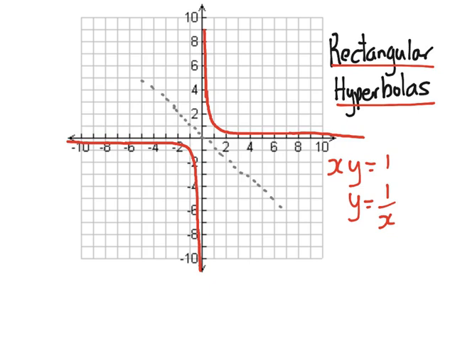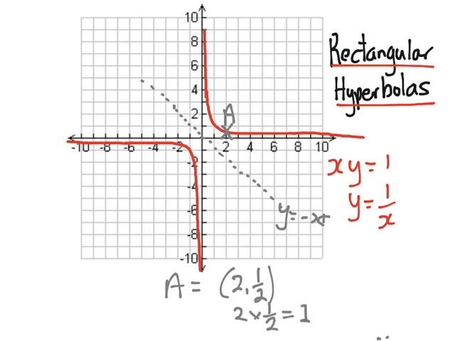Here is a line of symmetry at y equals negative x, where there's a reflection of both parts of the graph. Any point on the graph, when multiplied, will equal 1. The point A there has coordinates of 2 and 1/2. When you multiply those together, you get 1. So let's take a look at another one.